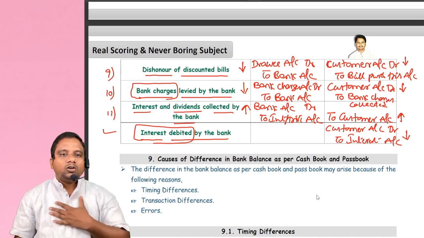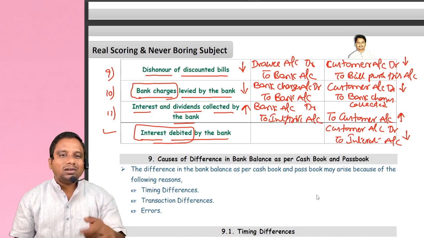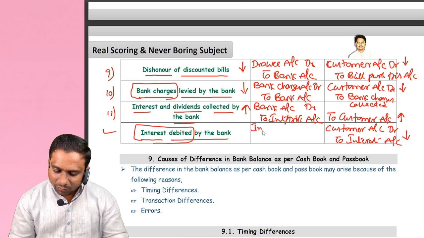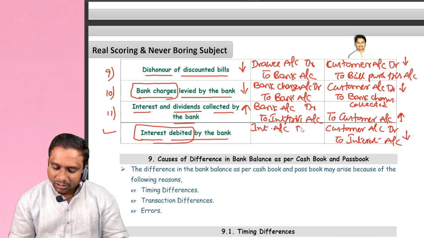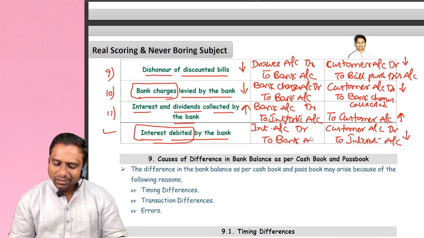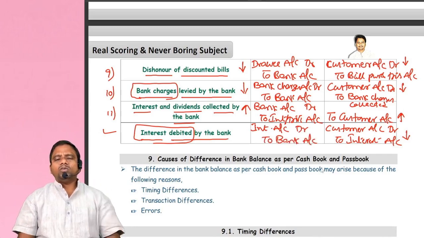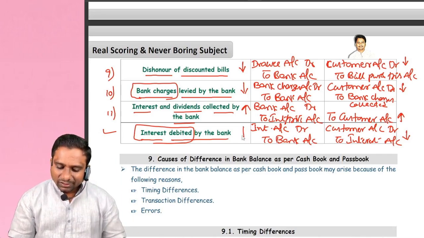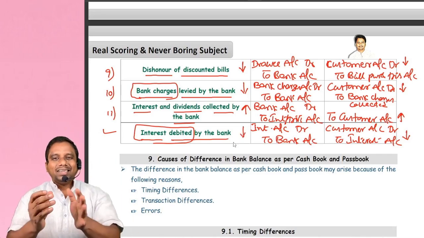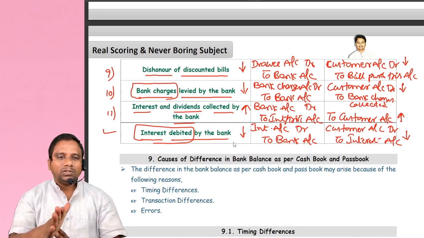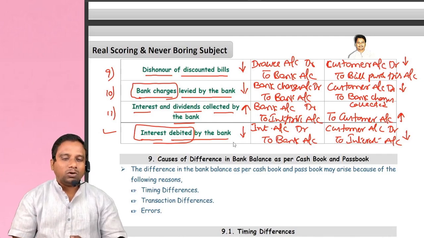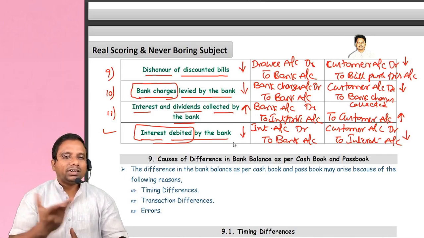As per the passbook, in the bank's books our balance gets decreased. This entry we record only after getting the updated passbook or bank statement. What is the entry we record? Interest account debit to bank account, or interest on overdraft account debit to bank account. After recording this transaction, our cash book balance gets decreased. Till that time, your cash book balance shows less and your passbook balance shows more. Automatically there is a difference now.